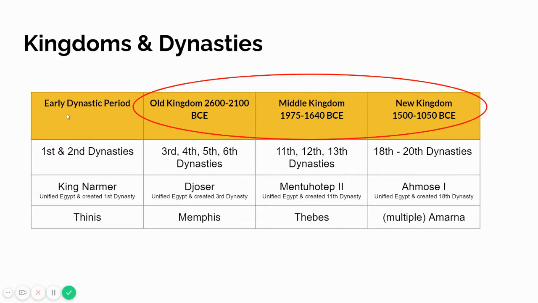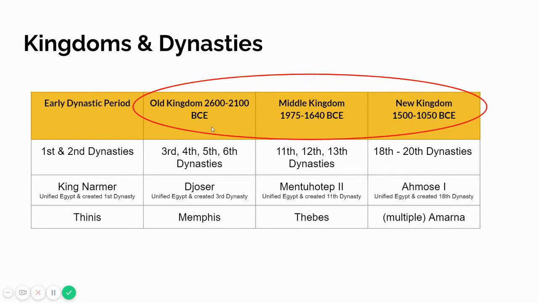But in the early dynastic period, you have the first and the second dynasties, and this is actually where we will start, but we only have one image in this period. And in these dynasties, the next cell here tells you who the ruler was. So we have King Narmer, and the location of the ruling in the kingdom was in Thinis.